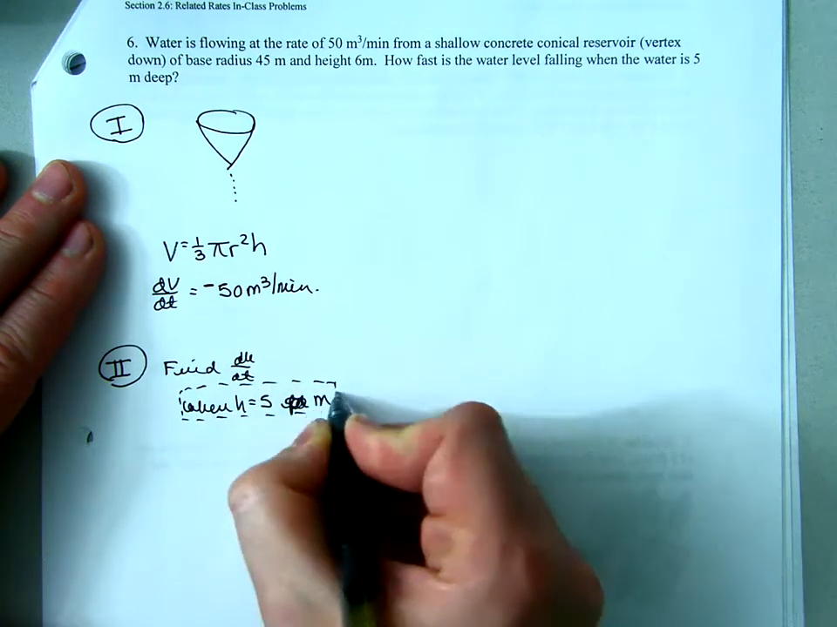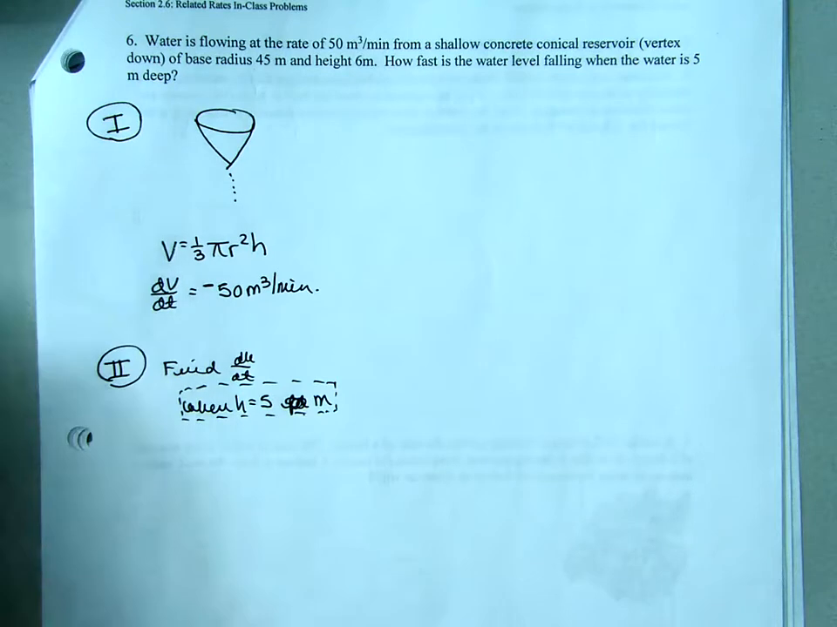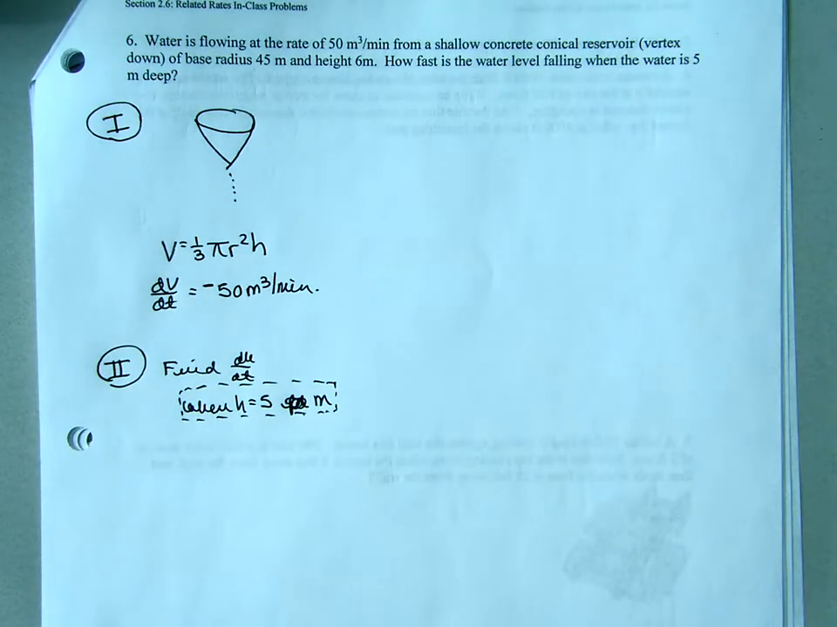Okay. So before lunch, someone said, well, we know h, we know r. Good, we know that h is always 6 and we know that r is always 45. Good? H is always 6. So how's that going to work if we want to find dh/dt when h is 5? What is always 6?